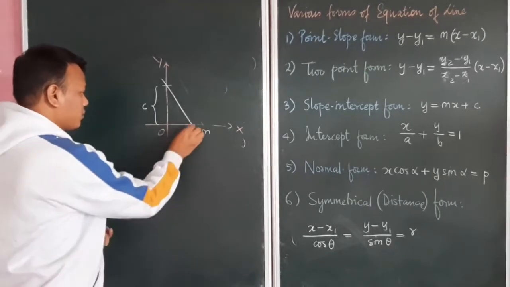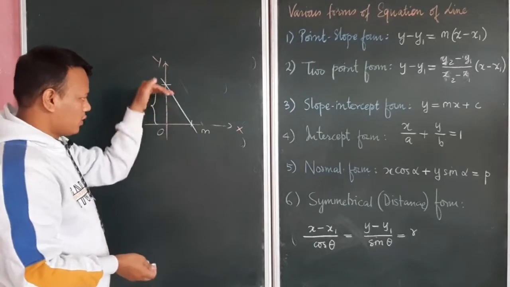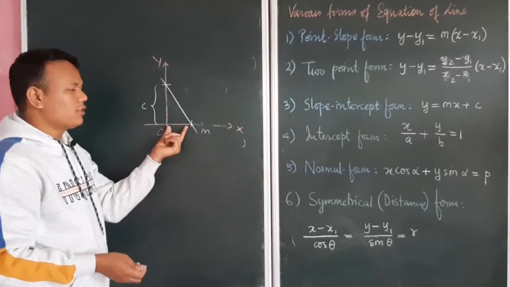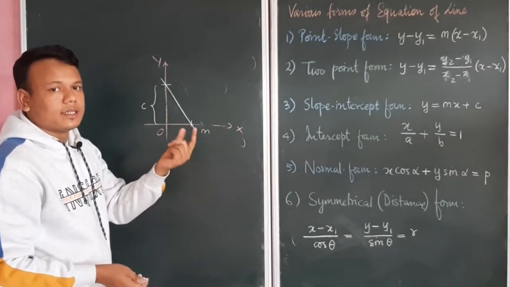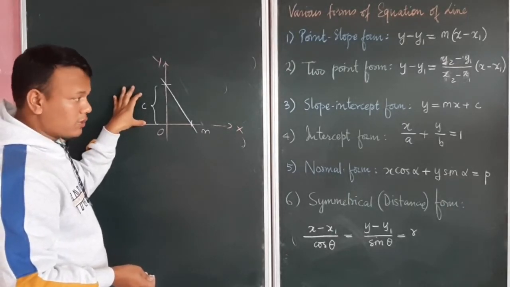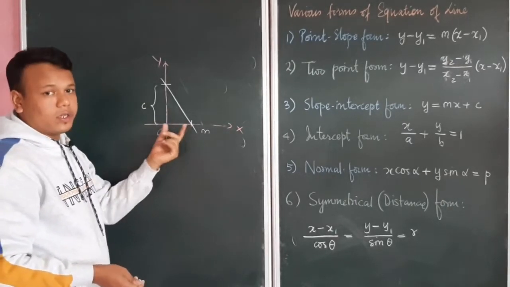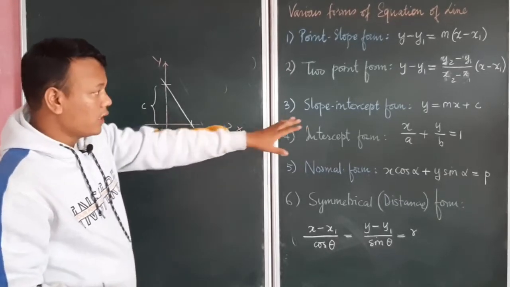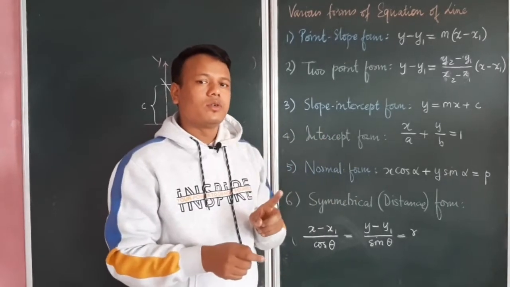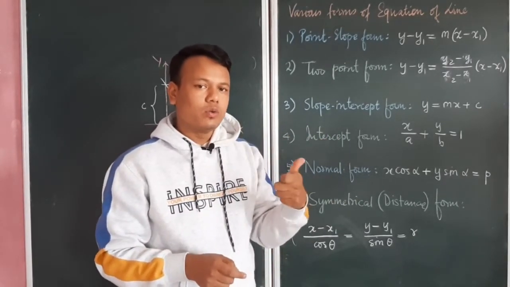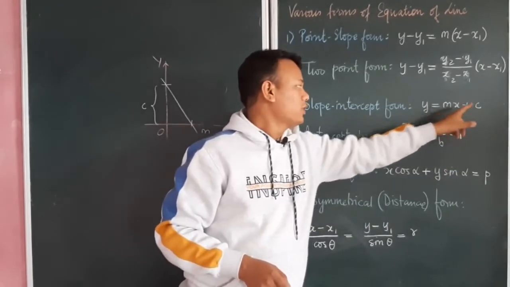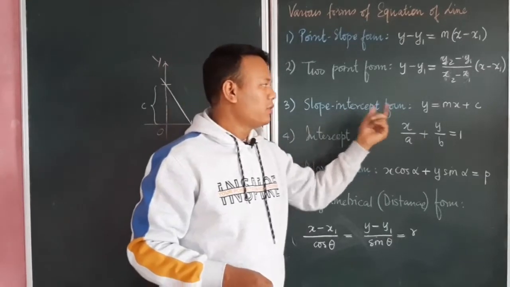Now for example, if you see here, the same line is cutting the x-axis at this distance, isn't it? So this distance is known as x-intercept. So c stands for y-intercept and this distance is called x-intercept. In this particular equation we are not going to include any x-intercept. Here we are going to include only two things, that is slope m and y-intercept c. So that's why it is called slope intercept form.